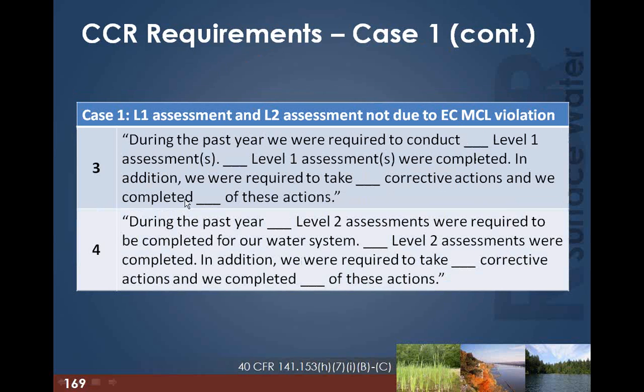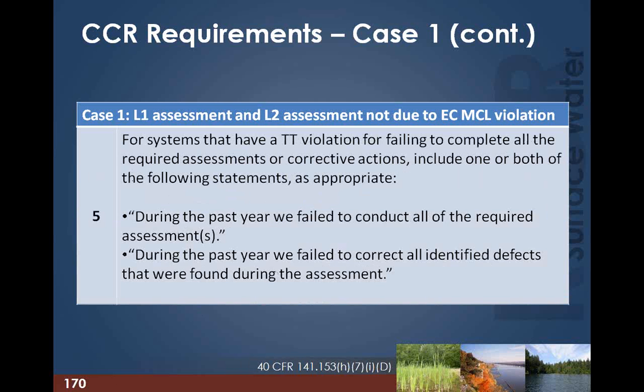You report on the results of those assessments. So how many assessments did you complete? How many were required? How many corrective actions did you have? And how many corrective actions were completed? And again, there's one section for Level 1 assessments, so you would summarize all the Level 1 assessments into those pieces of data. And there's an additional set of language for Level 2 assessments, so you might have to include one or both of these categories. And finally, if you failed to complete all of the assessments or corrective actions that were required, you would need to include one or both of these statements as appropriate.